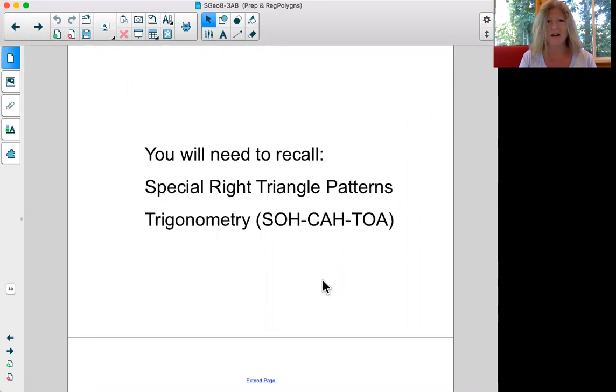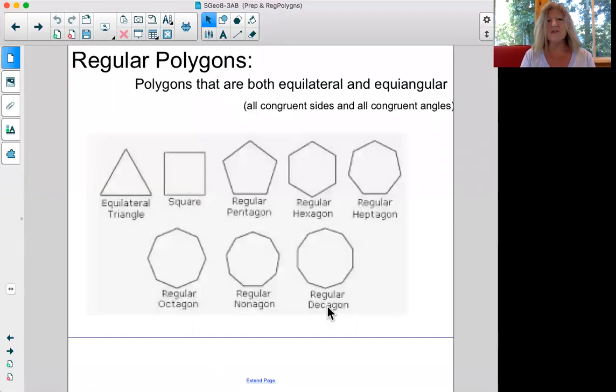for regular polygons. And in this section, you're going to need to remember your special right triangle patterns, the 45, 45, 90, and the 30, 60, 90. And you'll also have to remember basic trigonometry from SOHCAHTOA. If you've forgotten any of those things, go back and review those videos now and refresh your memory before you go further. So just to remind you, regular polygons are polygons that are both equiangular and equilateral. All their angles are the same and all their sides are the same.